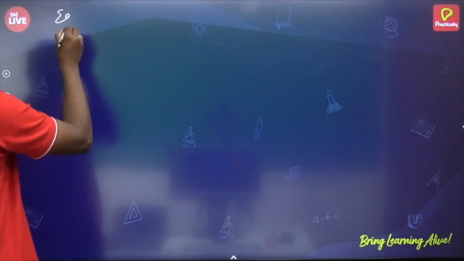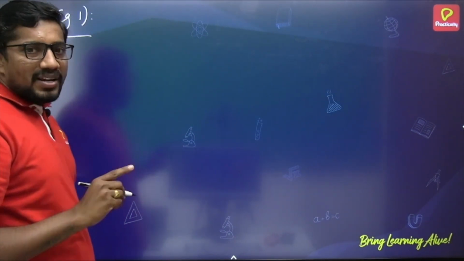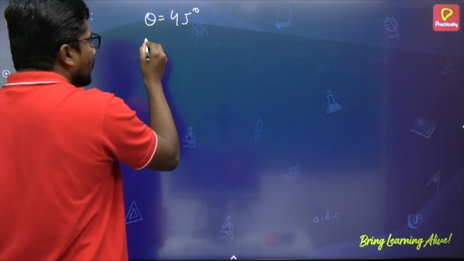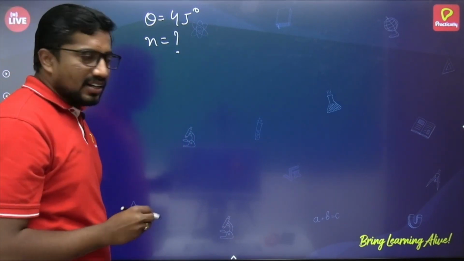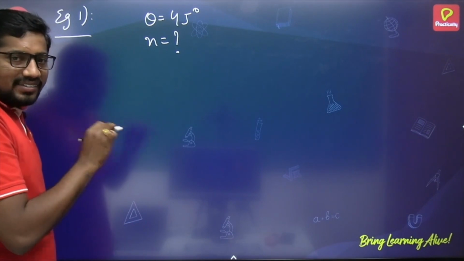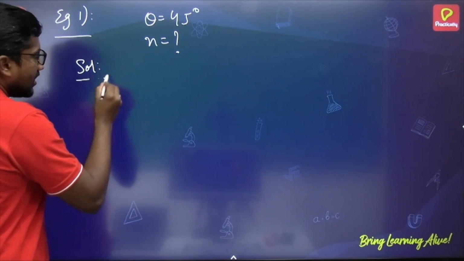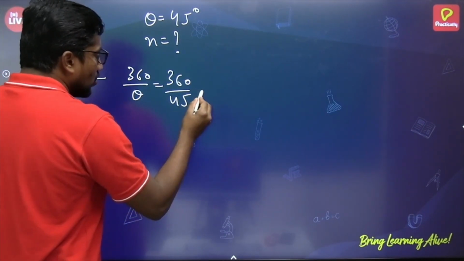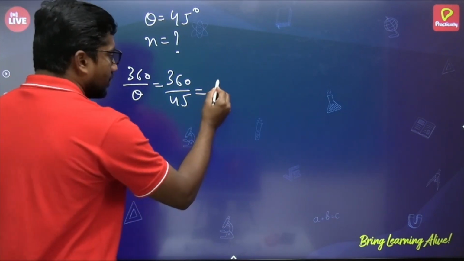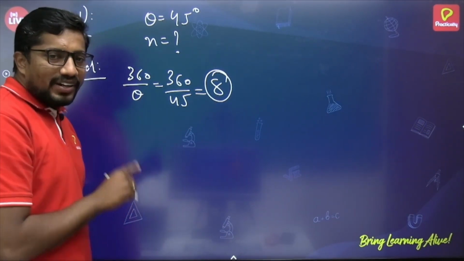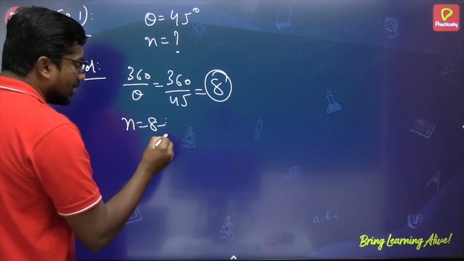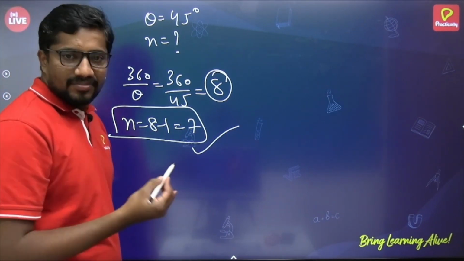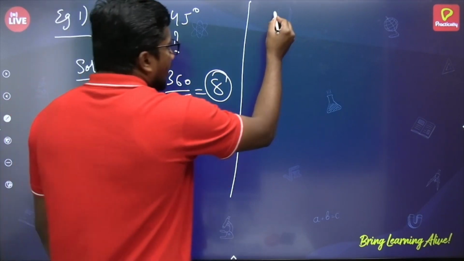Example 1. If two plane mirrors are inclined at an angle of 45 degrees, how many images are going to be formed? First, calculate the 360 by theta value. 360 by theta is equal to 360 by 45. So 45 goes into 360 eight times. 8 is even. If it is even, the number of images is 8 minus 1, that is 7. So the answer is 7. Very simple.